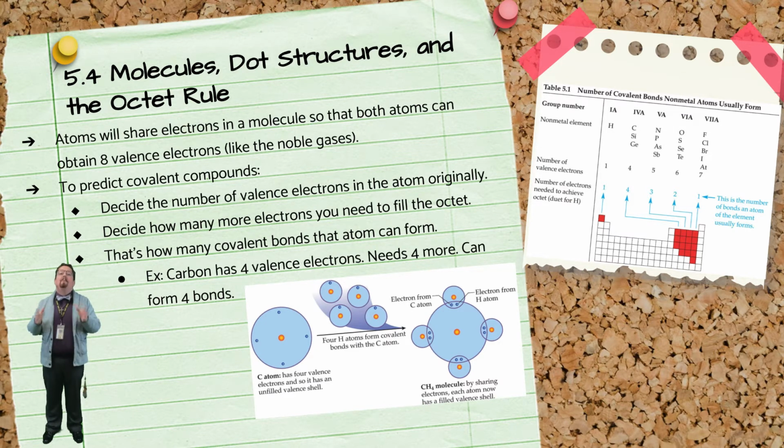Figure out how many more electrons that atom needs to have 8 in total, and that's the number of bonds that atom is willing to form. For example, carbon has 4 valence electrons. It needs 4 more electrons to get to 8, therefore it's willing to form 4 bonds.